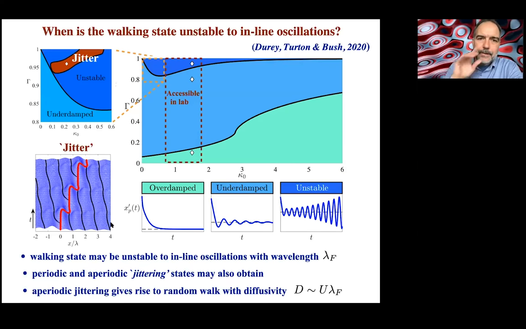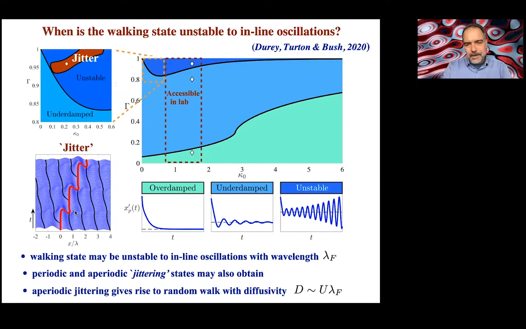And we looked at the stability of the walking state to these inline oscillations, and again you have some finite regime accessible in the lab, and in the lab mostly you'll get overdamped or underdamped response to a perturbation in the walking speed. But in this generalized framework, you get a much richer dynamic, so you can get an unstable regime. And in this unstable regime, you can get this so-called jitter, where the particle moves and then stops, builds up its pilot wave, then moves. This is a periodic jittering state here.